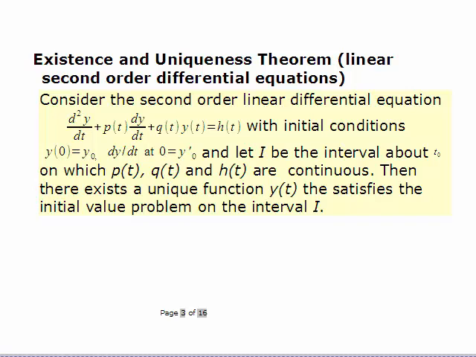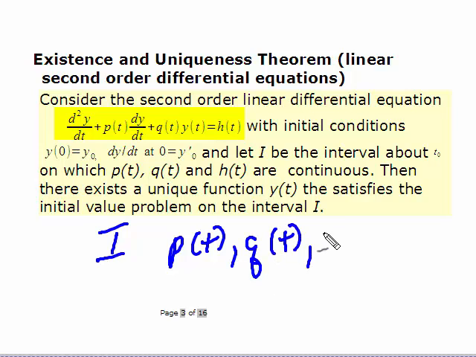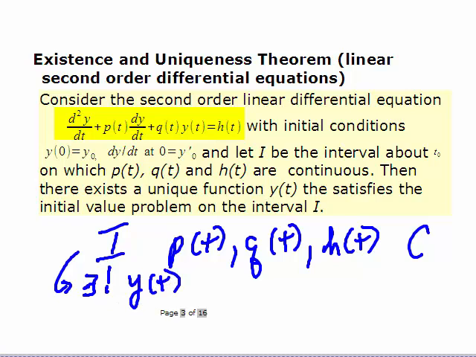The existence and uniqueness theorem for linear second order differential equations is essentially the same as it was for first order. You consider the second order differential equation here. In general, we're looking at an initial value problem, and on the interval I, the functions p of t, q of t, and the forcing function h of t are all continuous. On that interval, there exists a unique solution for this differential equation, and that's basically the same thing as for the first order equations.